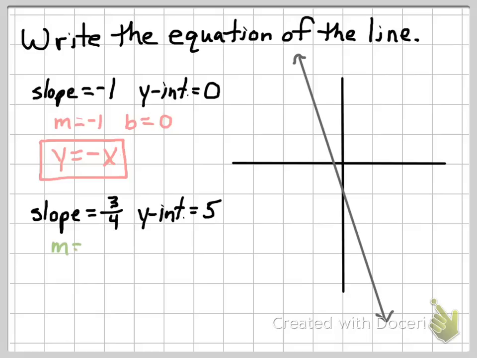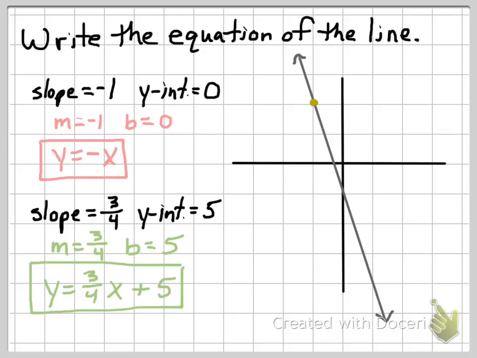The next one, again, it gives me the m and the b because it gives me the slope and the y-intercept. I just have to plug it in. So I get y equals 3 over 4x plus 5. Because remember, if the b is positive, it's being added. If the b is negative, it's being subtracted.